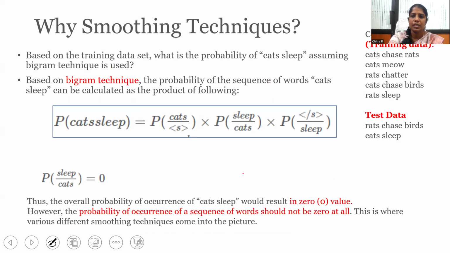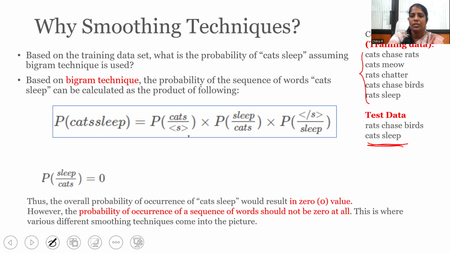Consider this example. Some training sentences are given. What are the training sentences? Cat stays rat, cats meow, rat chatter, cat stays birds, rat sleep. From the training sentences, we are going to find the probability of the next sentence. Here, the next sentence is cat sleep. We are going to find the probability of cat sleep.